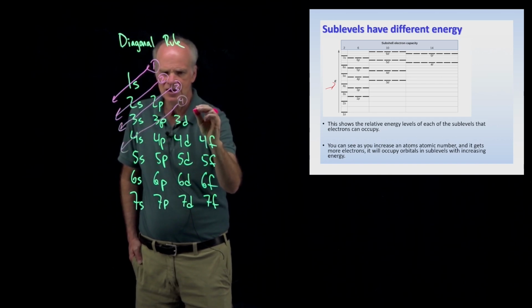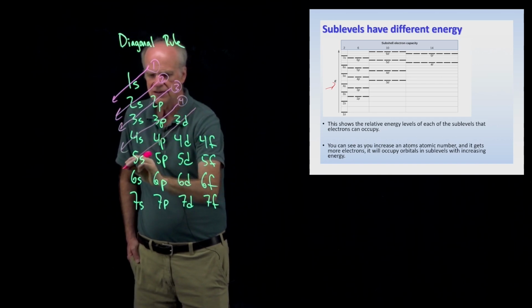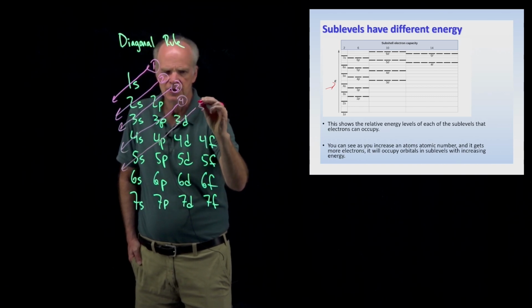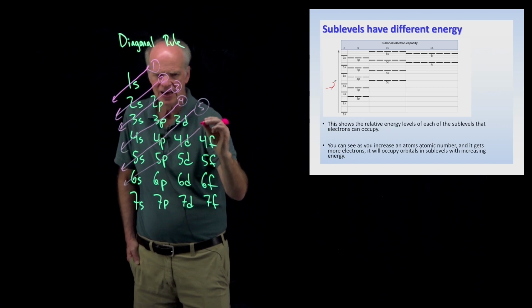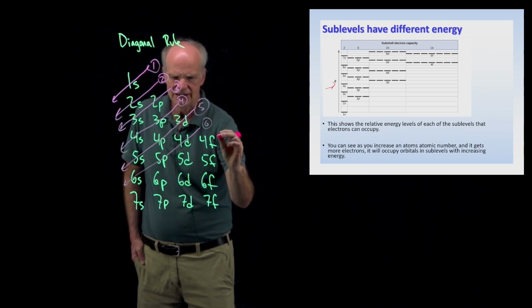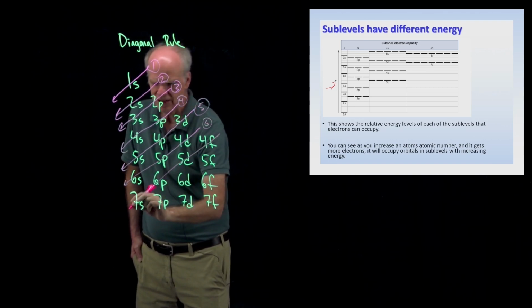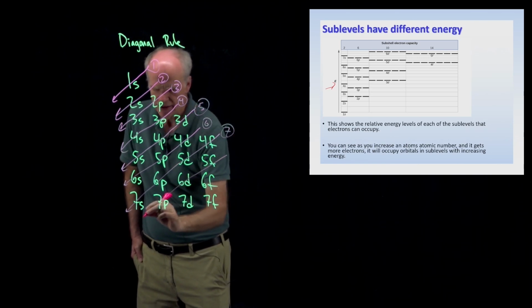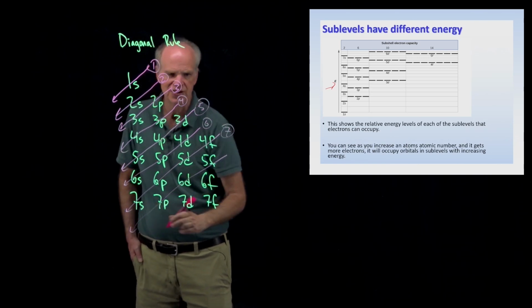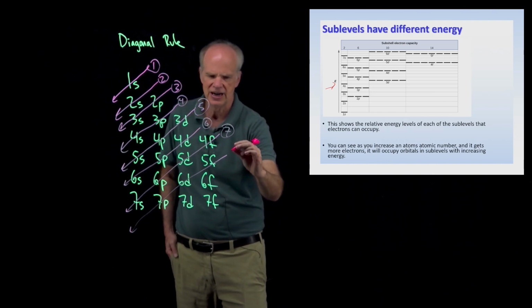Fifth diagonal line, 3d, 4p, 5s. Sixth diagonal line, 4d, 5p, 6s. Seventh diagonal line, 4f, 5d, 6p, 7s. And then you can do the eighth one, and that would go through here, 8s. That's probably enough. That's enough diagonal lines.